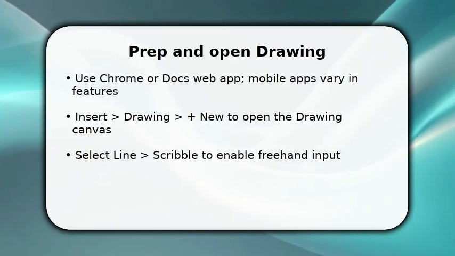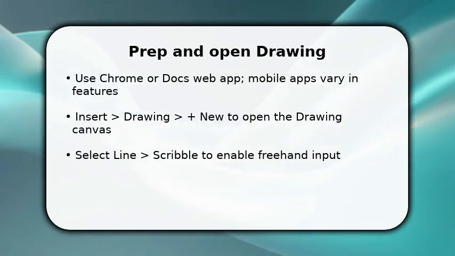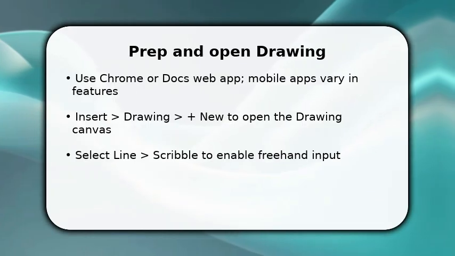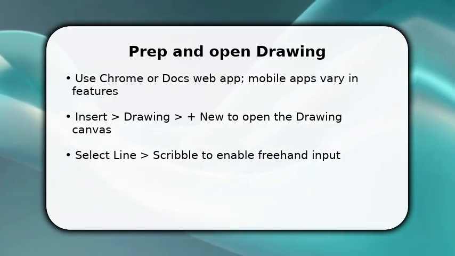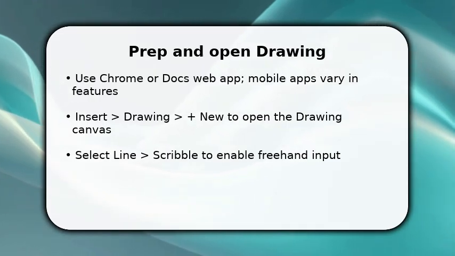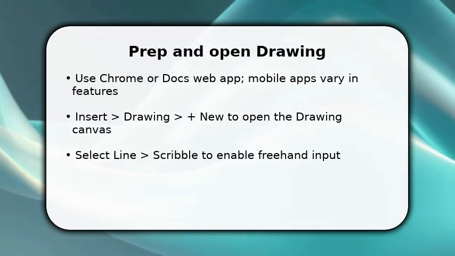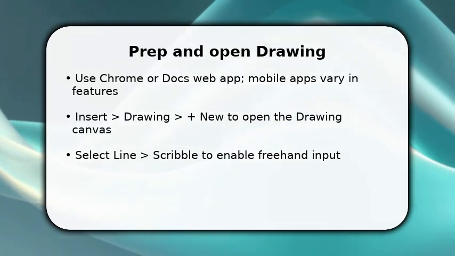You start by opening the exact place where Scribble lives. Insert, Drawing, New. You need a browser or device that accepts freehand input. A mouse works, but a stylus or trackpad feels better. Once the canvas appears, choose Line and then Scribble so you can draw freely. Do this now. Don't waste time toggling other menus.